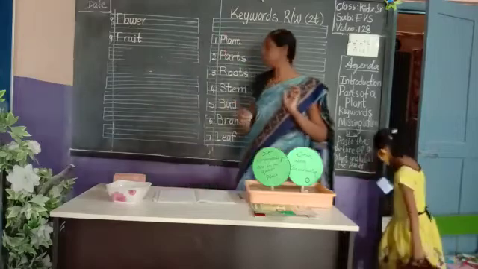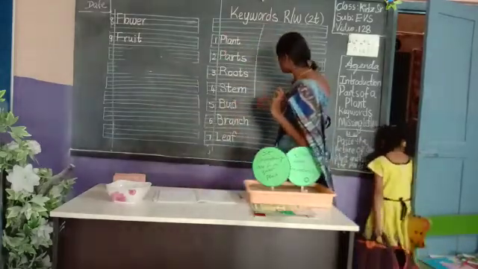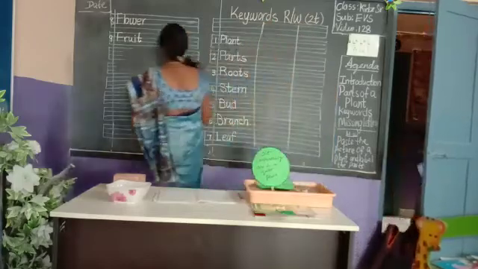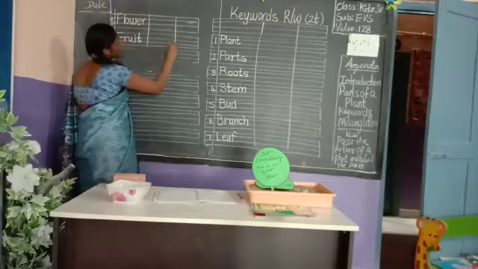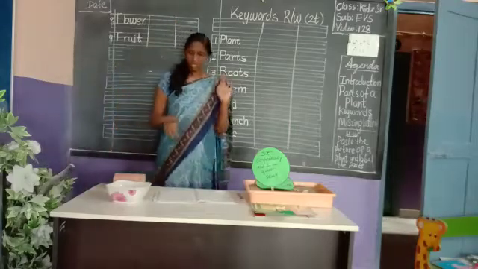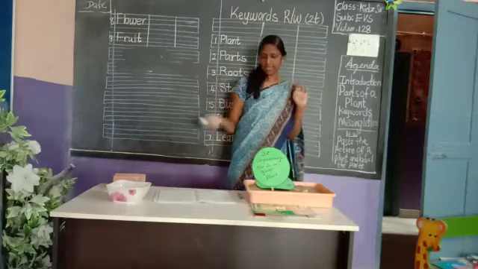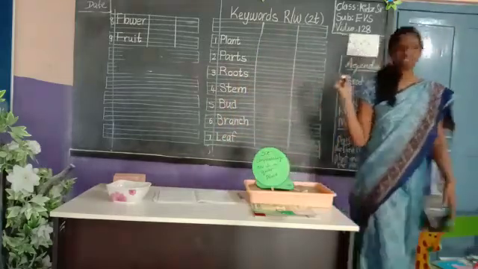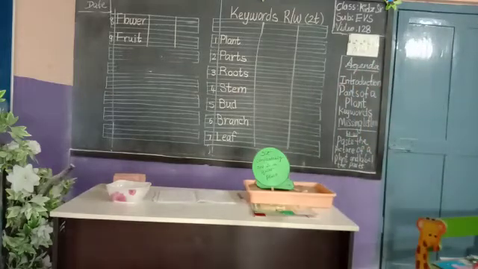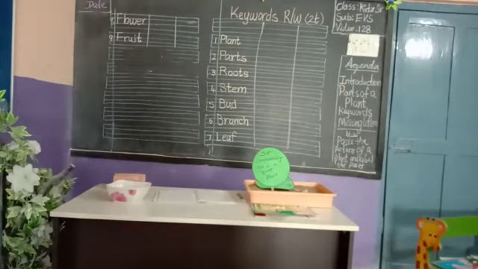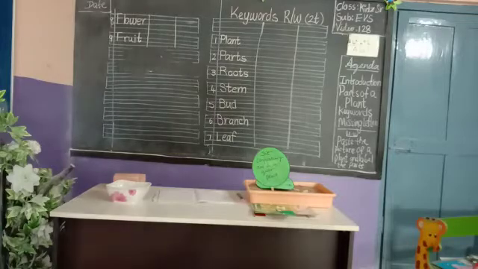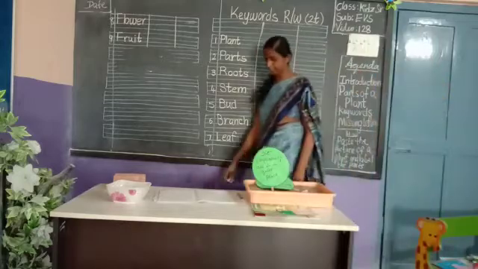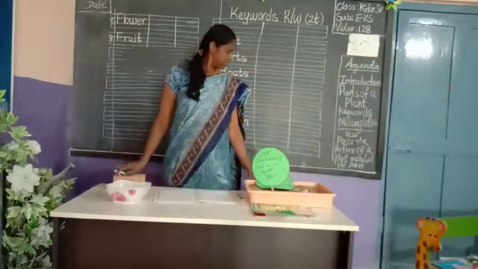These are the parts of a plant, and you have to write 2 times, children. Draw a line and write down 2 times. I will give you 1 minute, children. Do it fast. Just write down quickly.